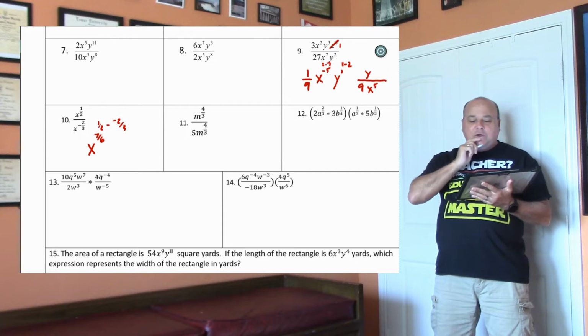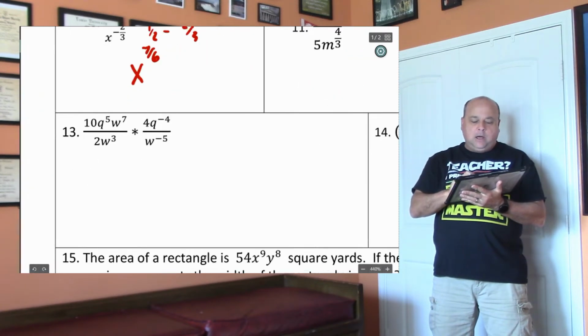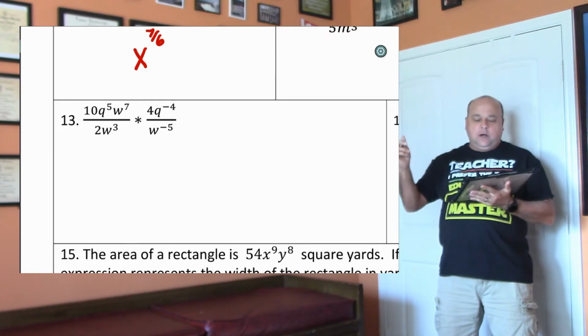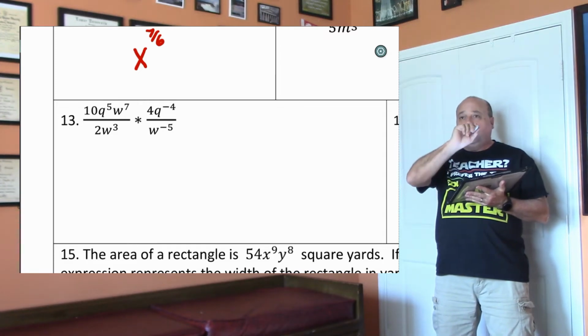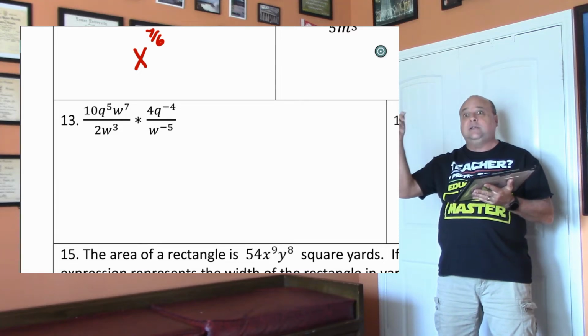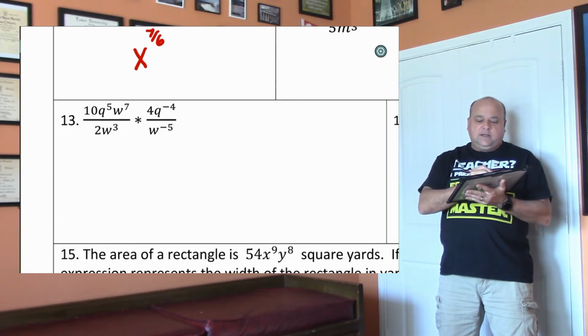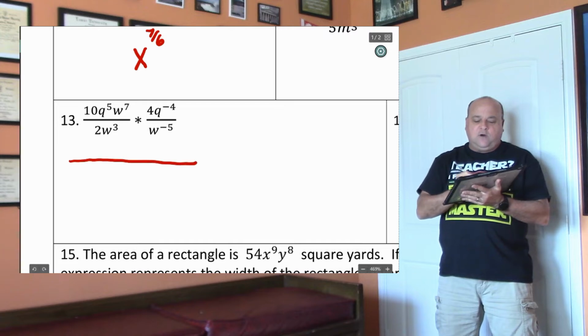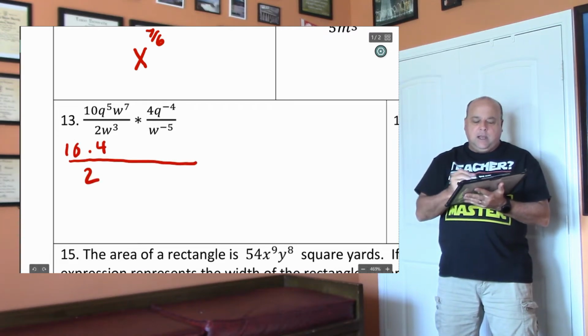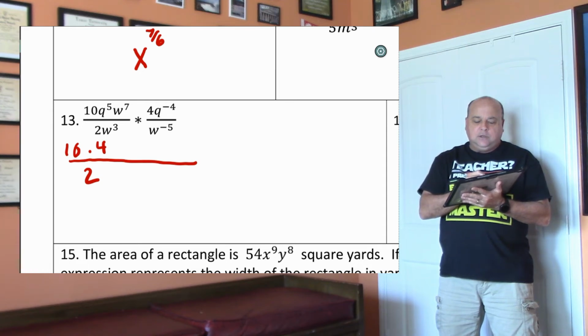Let's go to number 13. On number 13, what we're going to do is combine all of the top and all of the bottom, okay? This is how I would do it. On the top, I'm just going to write this down, draw a fraction bar. I have a 10 times a 4, and then a 2 on the bottom, and then I'm going to write down my letters.